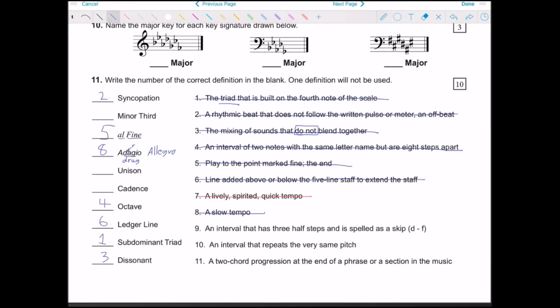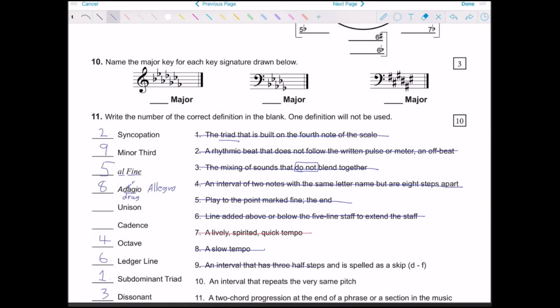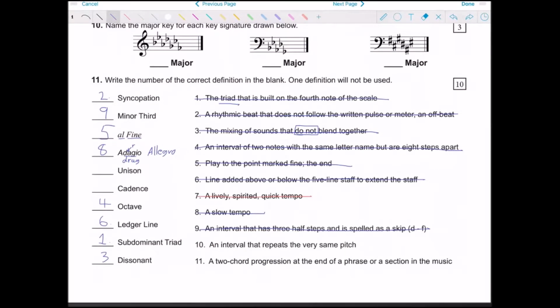A minor third only has 3 half steps. So here, a minor third. Mark that one out. Number 10, an interval that repeats the very same pitch.